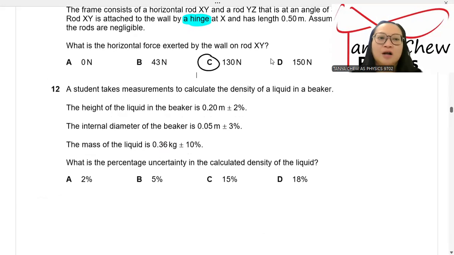Number 12. A student takes measurements to calculate the density of a liquid in a beaker. The height of the liquid in the beaker is 0.2 meter plus minus 2%. The internal diameter of the beaker is 0.05 meter plus minus 3%. The mass of the liquid is 0.36 kilogram plus minus 10%. What is the percentage uncertainty in the calculated density of the liquid?